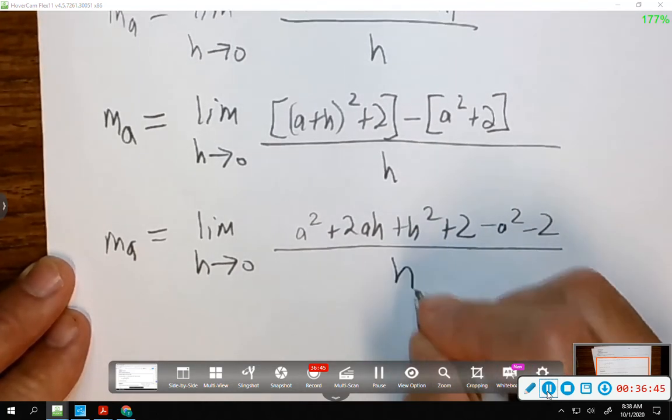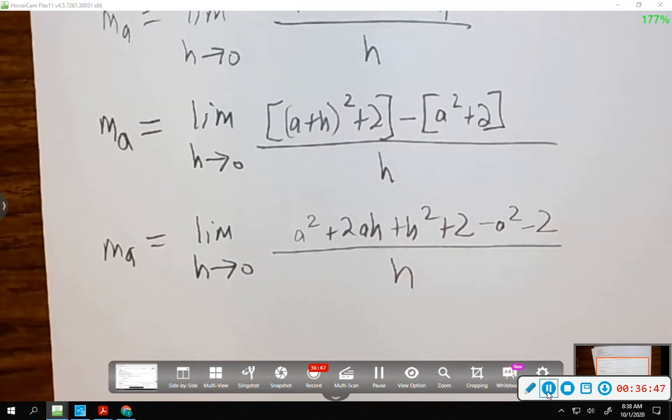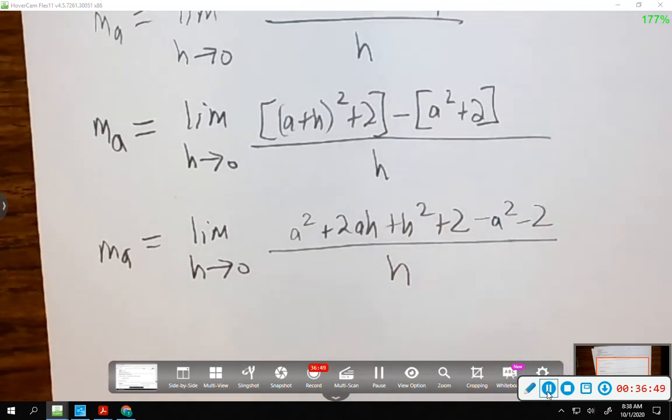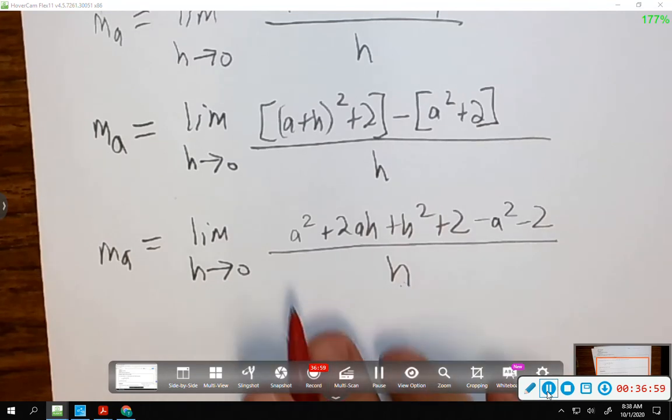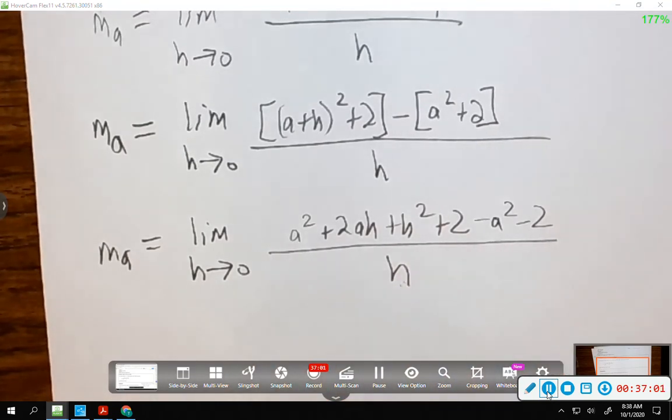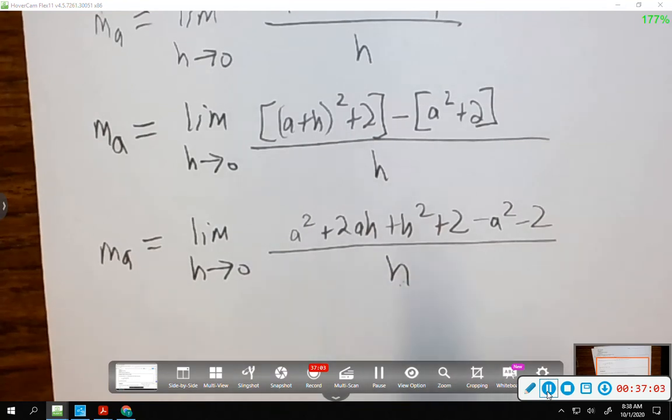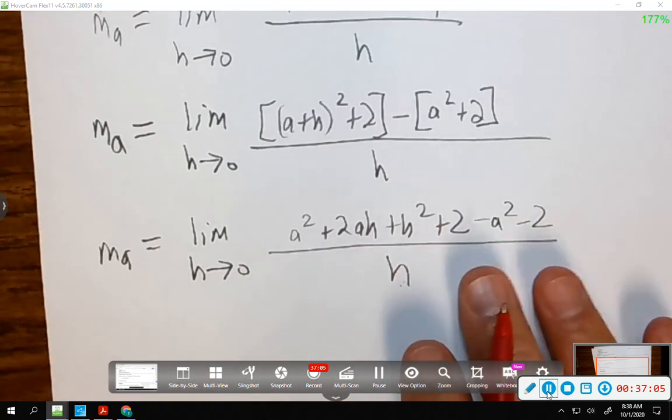This seems like it's getting worse, not better. But if you plug 0 in for h, you're going to end up getting 0 over 0 still. We have to get this h gone. Every term that doesn't have an h in the numerator will cancel every time. If you multiply it out correctly, every term that doesn't have an h will cancel.